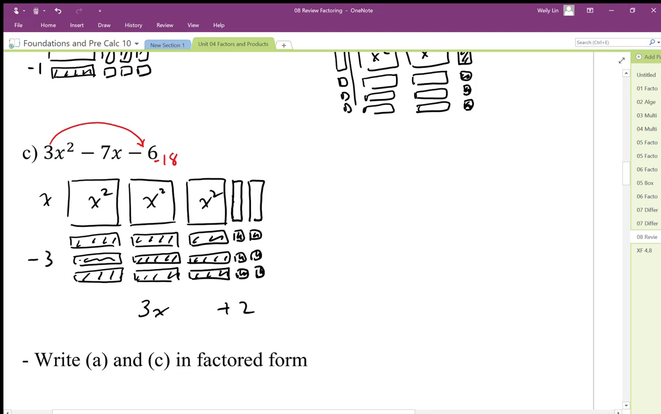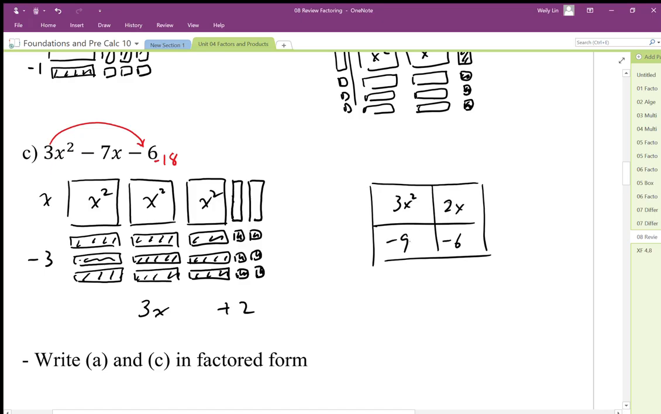Okay, and that's going to give us the positive 3x squared here, the negative 9x is here, the positive 2x is here. And again, I'll show that. This one's a little bit harder to see, so I'm going to show that in our regular simplified area model. And we're going to have 2x here and negative 9x here. Okay, so there's our length and width.